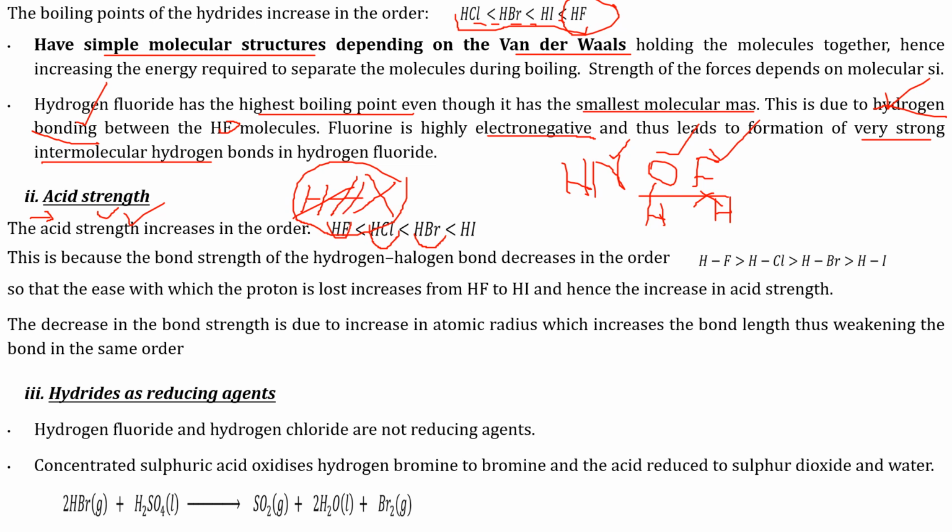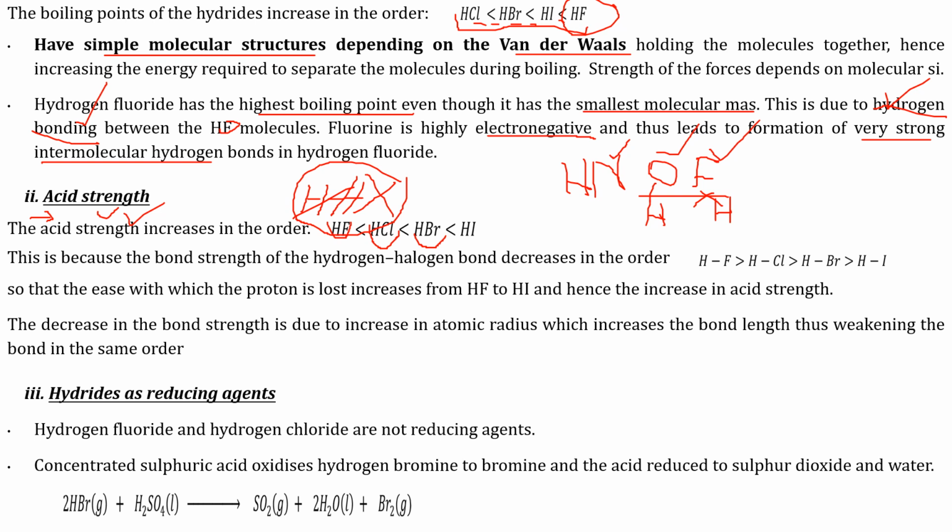And we say that the shorter bonds are the strongest and the longer bonds are the weakest. So this is because the strength of the hydrogen halogen bond decreases in this order: hydrogen fluoride greater than hydrogen chloride, hydrogen chloride greater than hydrogen bromide bond, and the rest. A proton is the same as a hydrogen ion. So the ease of release of the hydrogen ion or proton increases from hydrogen fluoride to hydrogen iodide, hence increasing the acid strength.